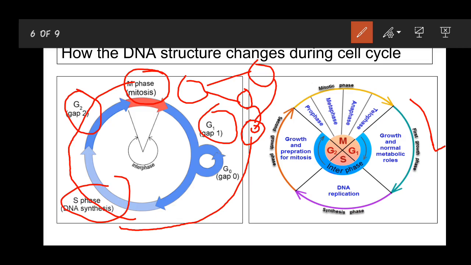Is that clear? So only in the G1 phase is your DNA compatible for protein synthesis. After that, your DNA is going to be compacted because it is going to divide. After the G1 phase, the DNA will become more and more compact, from the solenoidal structure moving to the structure which is called a chromosome.